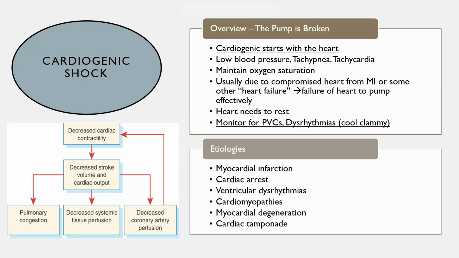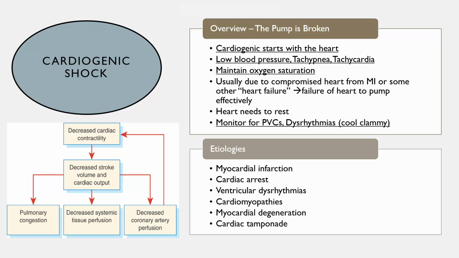Maybe they have cardiomyopathies, myocardial degeneration, or heart failure. Maybe they have cardiac tamponade. Remember, tamponade is where that fluid is accumulating in that pericardial sac, and ultimately it's going to squeeze the heart so no blood is going in or out of the heart. Ultimately, that's going to lead to poor perfusion to the tissues.